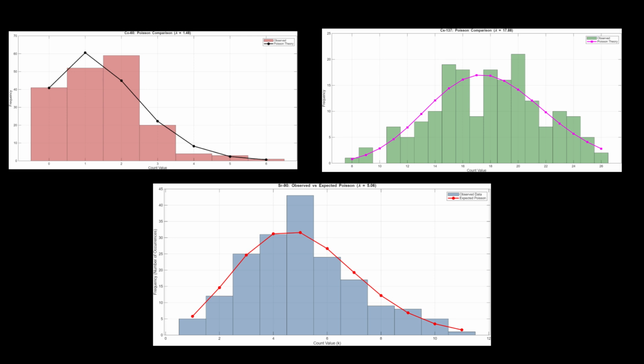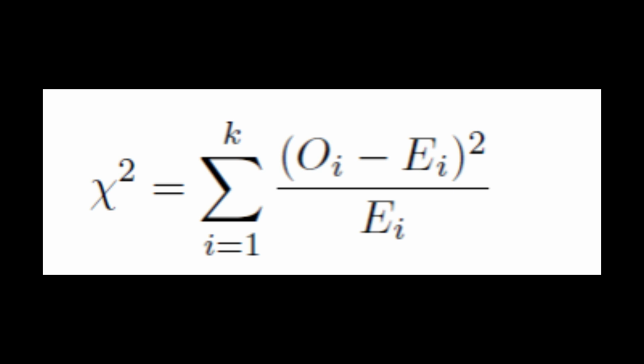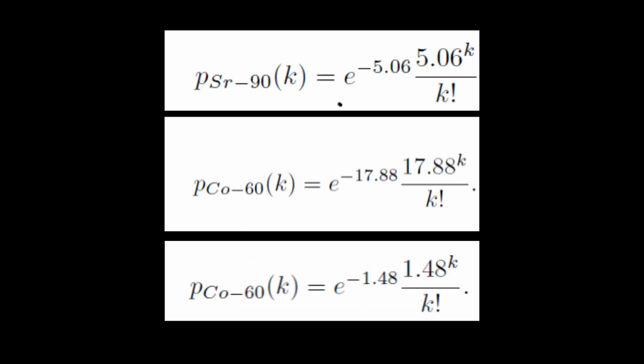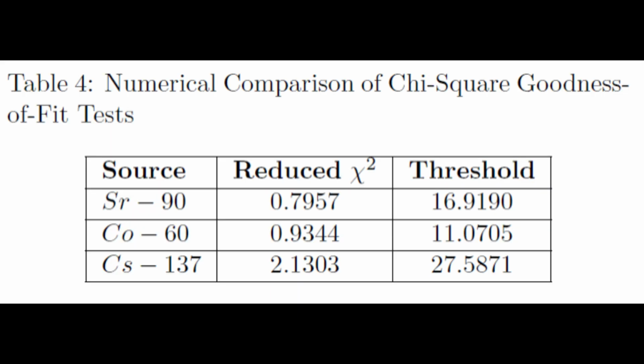To quantify how well our data matches the theory, we performed a chi-square goodness of fit test. This test calculates the difference between the observed counts and the expected Poisson counts. If the result falls below a critical threshold, we accept that the data follows the Poisson distribution. All three sources passed the test. This means we successfully proved that radioactive decay obeys the Poisson distribution.